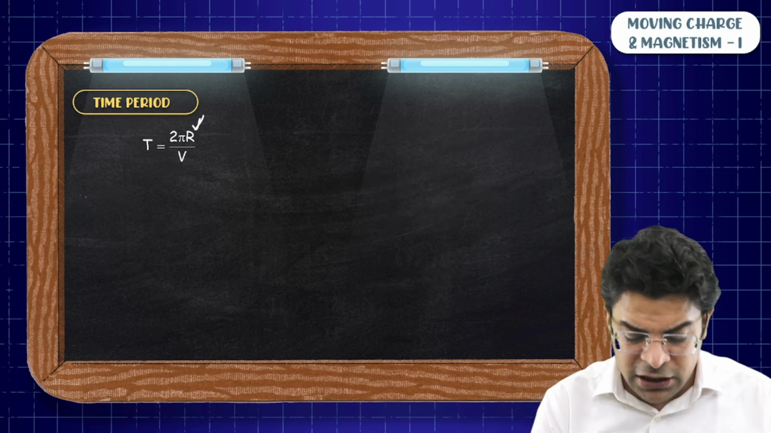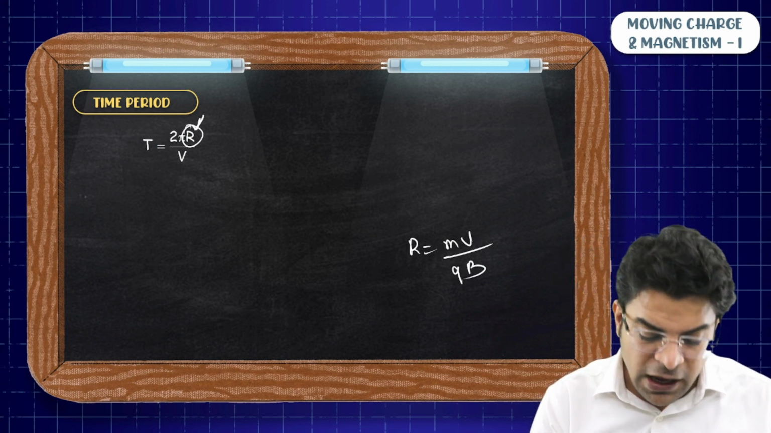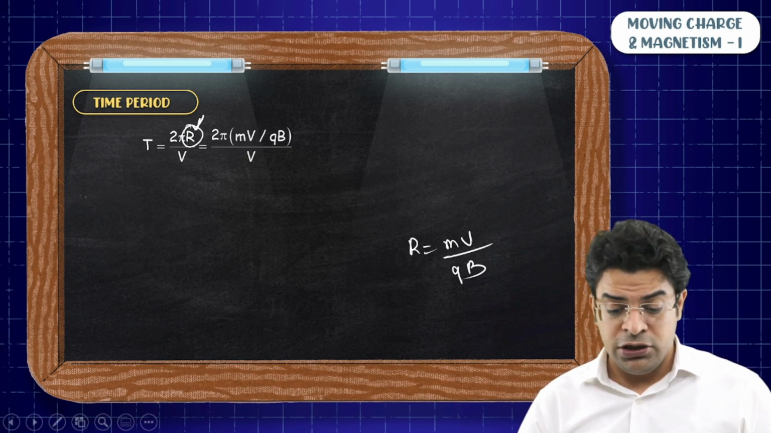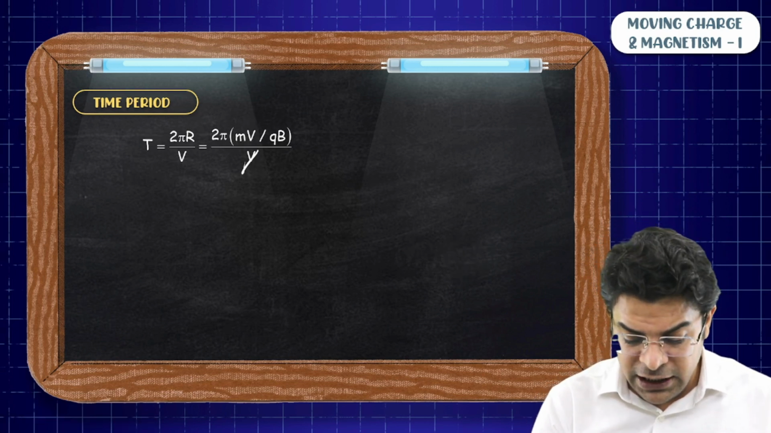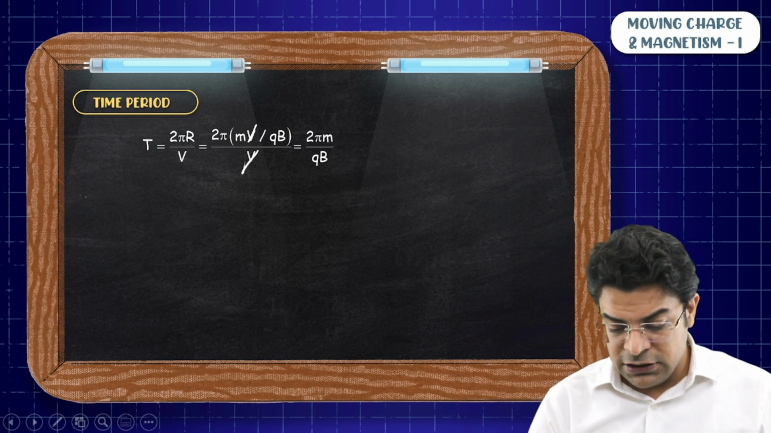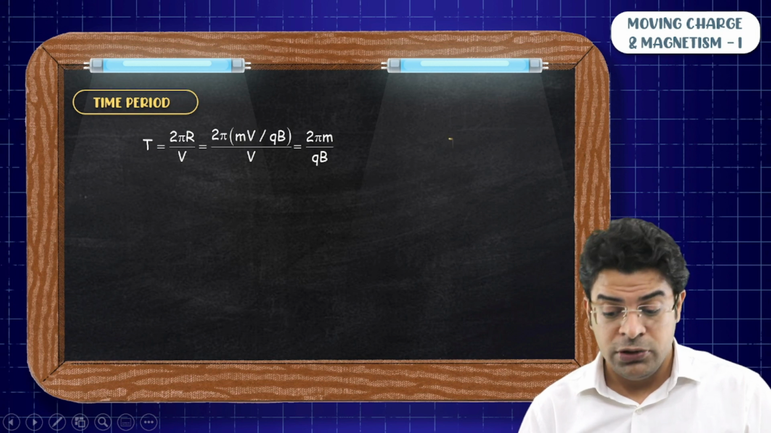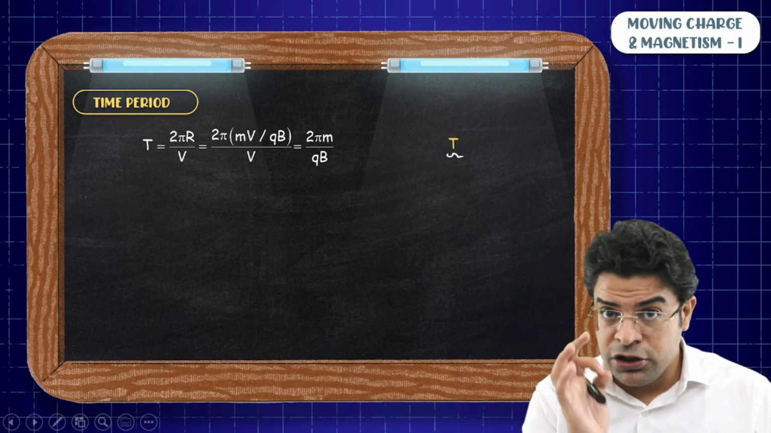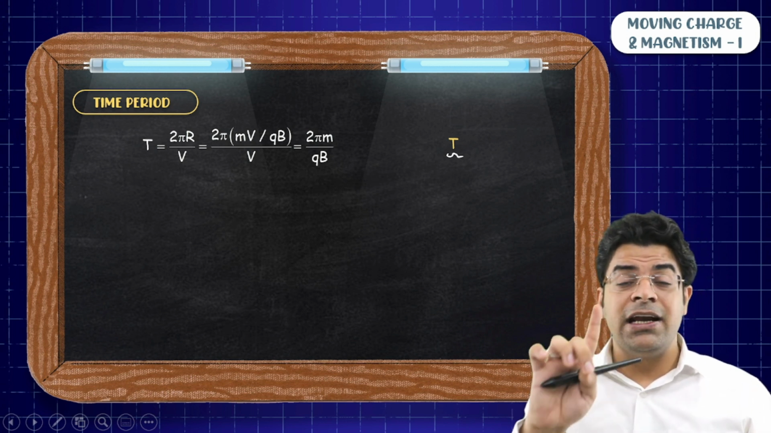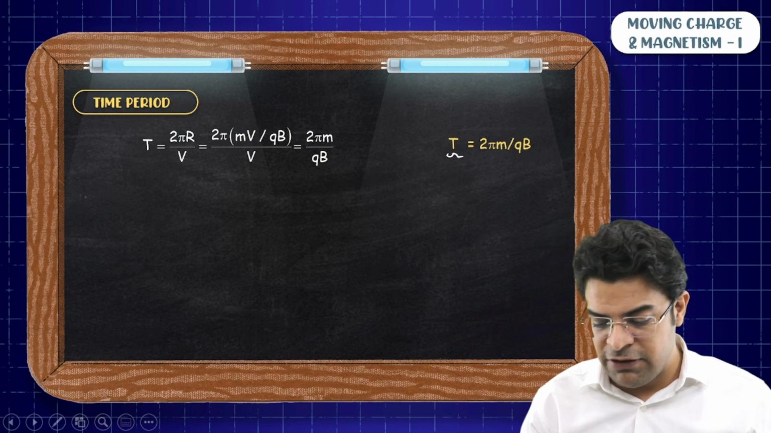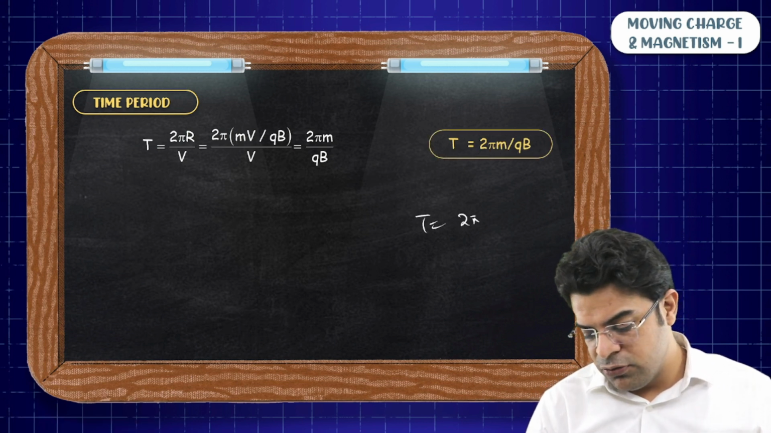And we have marked up that the formula of radius is mv by qB. So in place of r, I can substitute mv by qB. So I get time period equals 2 pi times mv by qB, divided by v. This v and v get cancelled. So what you get is 2 pi m by qB. Now you need to mark this up. The time period for circular motion in a transverse magnetic field, when the magnetic field is perpendicular to velocity, is given by 2 pi m by qB. Mark it up right now. Time period equals 2 pi m by qB.